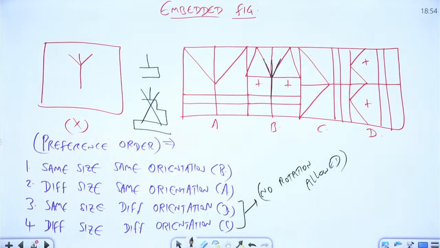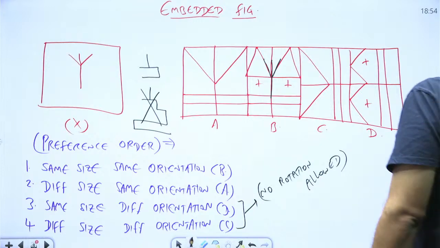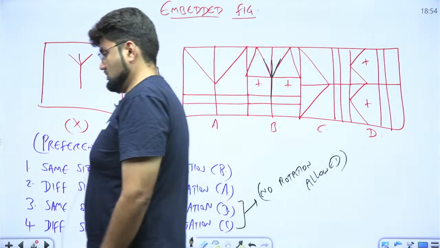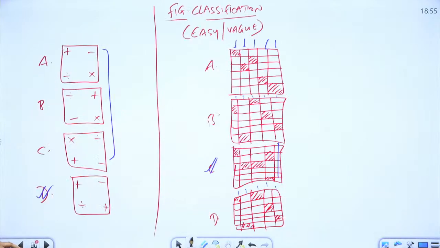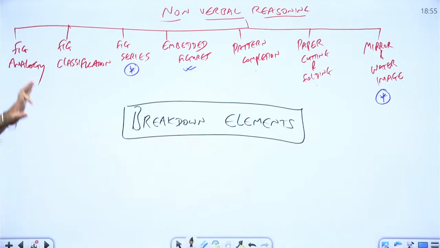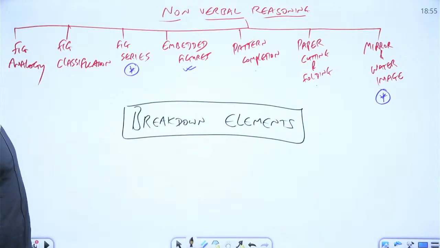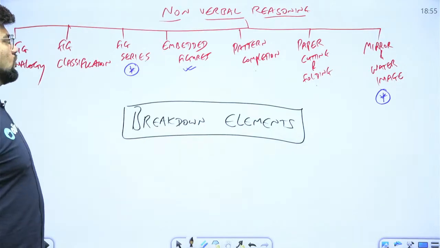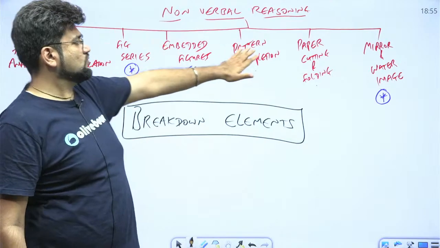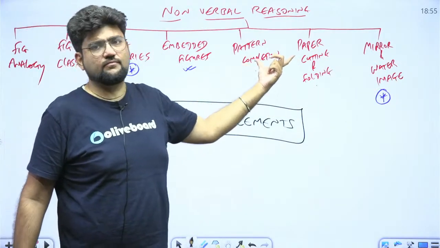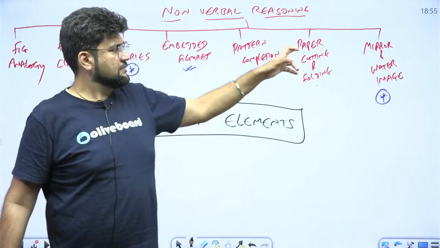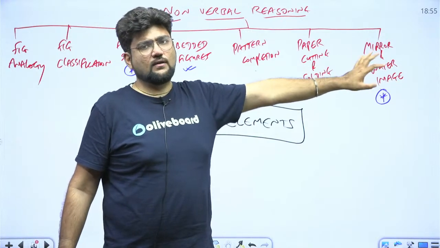So for now we'll stop here. And I'll continue with the remaining parts. Remaining parts means I will continue with your pattern completion, paper cutting, folding, and your mirror and water image in the next session onwards. Next session is tomorrow at 6. Again, I'll start. So this took almost the whole session, but this will not take the whole session. These are very short topics. Will be done in maximum 5-7 minutes. Both of them will be covered. This one will take 10-12 minutes at max.